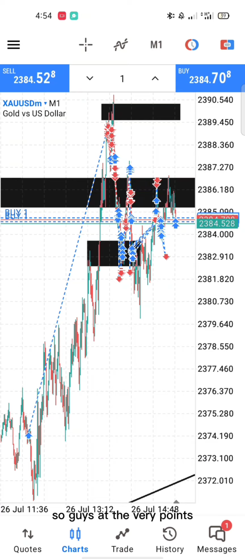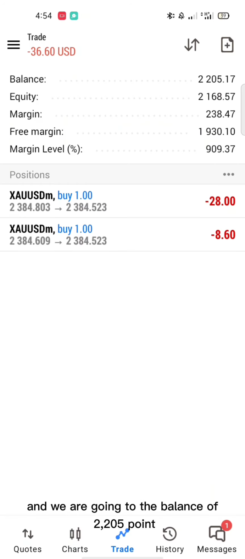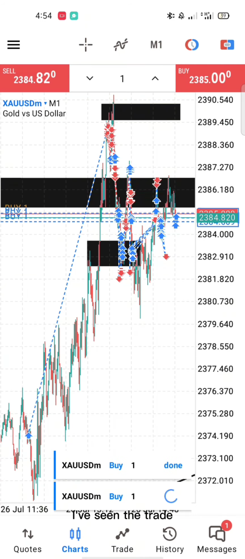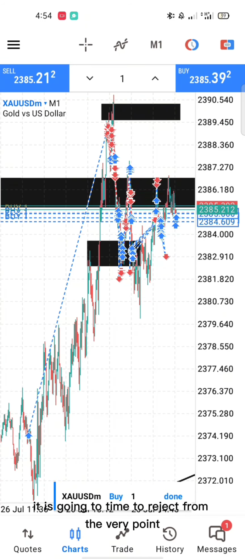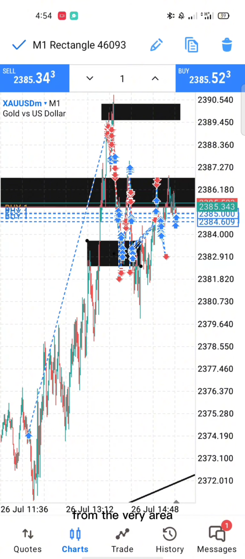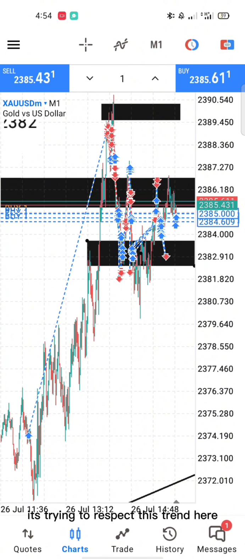So guys, at the very point, we're currently at a balance of $2,205.17. I've been entering my buys now to take it to a mighty height. I've seen the trade is currently trying to reject from this very point. You see that we entered multiple rejections from this very area. It's time to respect this trend here.